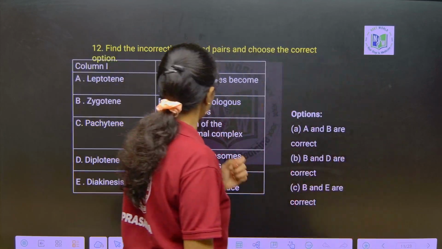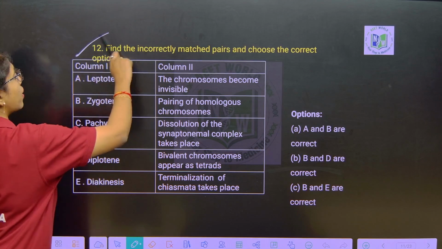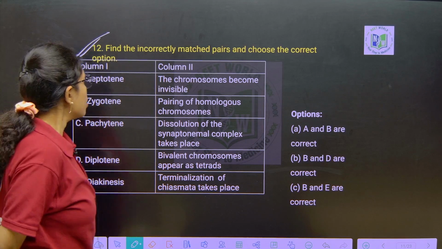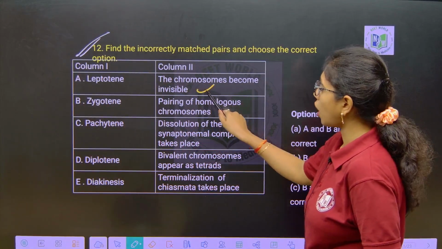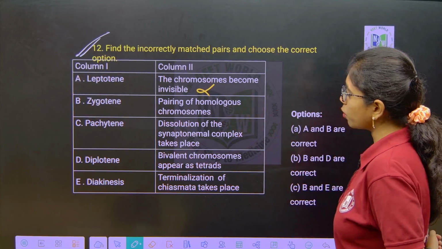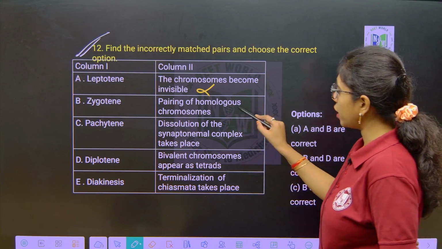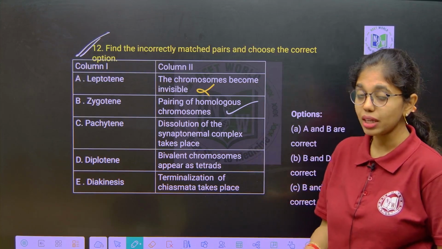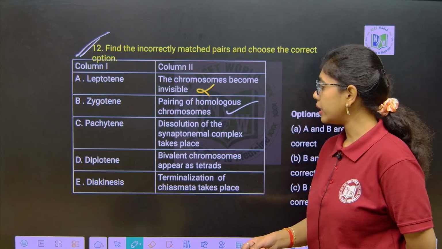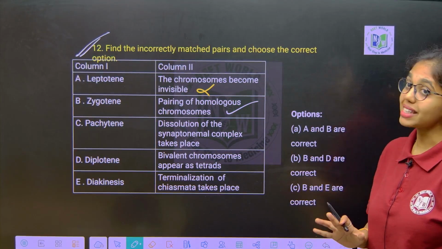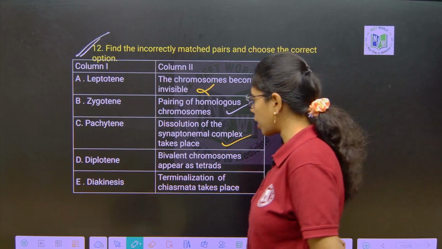Next question: find the incorrectly matched pairs and choose the correct option. If you look into leptotene, the chromosomes become invisible. Wrong, the chromosomes will be visible in leptotene. Zygotene, pairing of homologous chromosomes happens. Yes, and as such bivalents and synaptonemal complex will be formed. Pachytene, dissolution of synaptonemal complex takes place. True, yes, in pachytene dissolution of synaptonemal complex occurs.